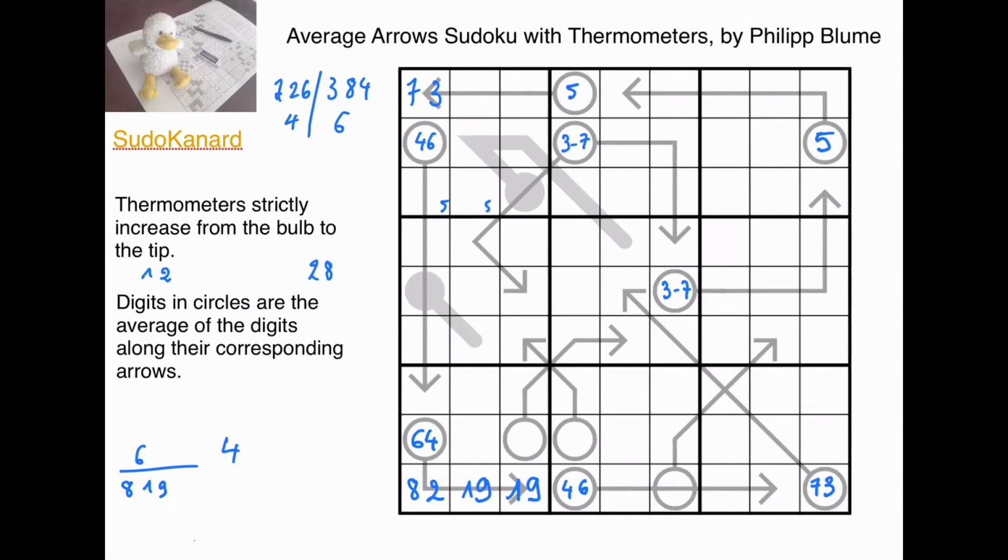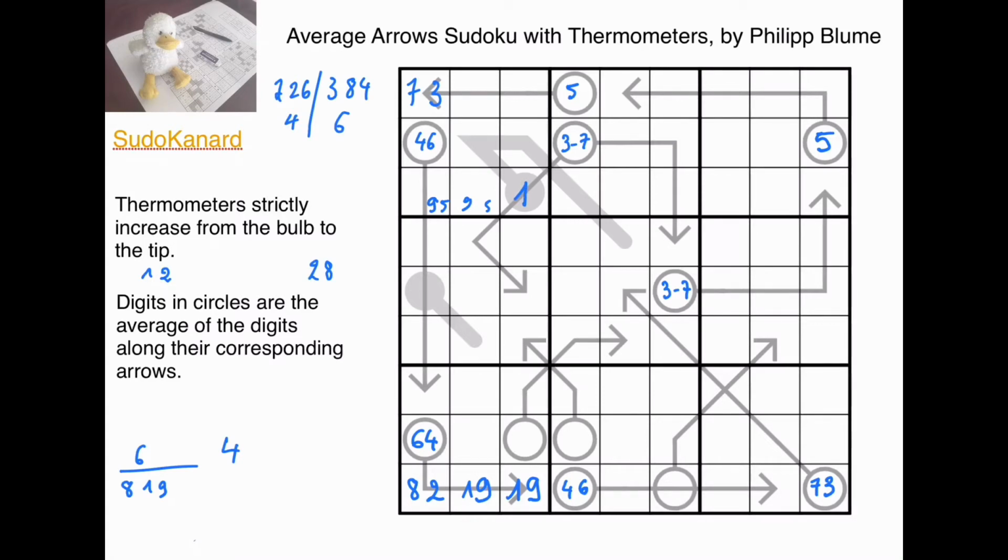Well, what will be the next arithmetic stuff? Let's recall something. 1 and 9 are not on this. 1 and 9 can't be in the middle of a thermo. So 1 and 9 have to be somewhere in those cells. So this is a 1, 5, 9 triple. And 9 obviously can go here. So this is a 5, 9 pair. And that's a 1. Nice.